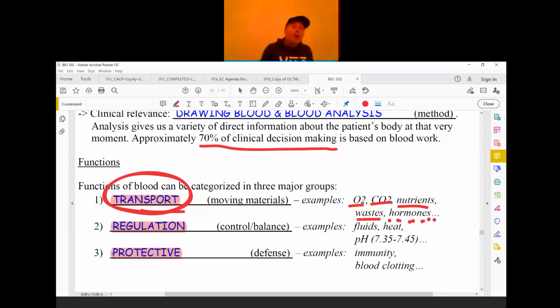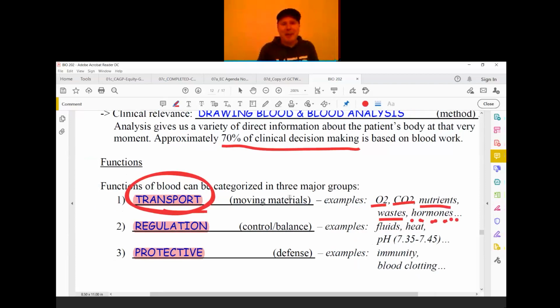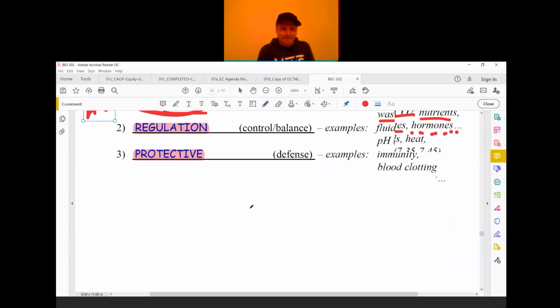We're going to talk a lot about the immune system in a couple of chapters. And, of course, the blood clotting. We're protecting ourselves from bleeding to death. So those are some good examples of the functions of the blood. Like I said, I would especially highlight this transport function of the blood.